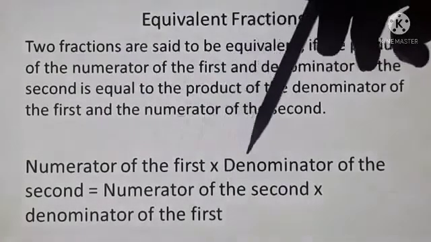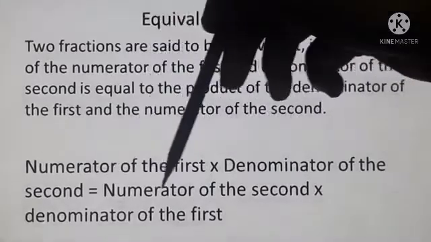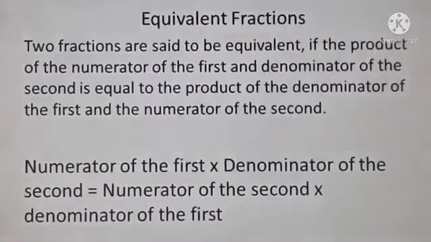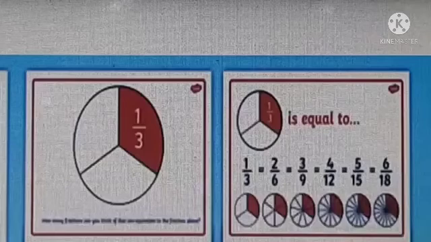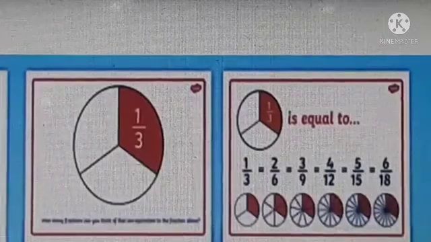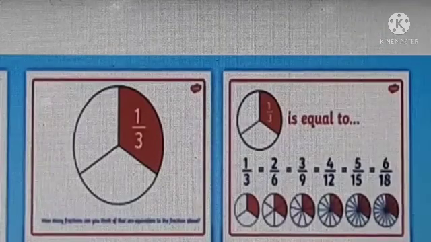Numerator of first multiply denominator of second. Numerator of second multiply denominator of first. Let's understand equivalent fraction through this example.